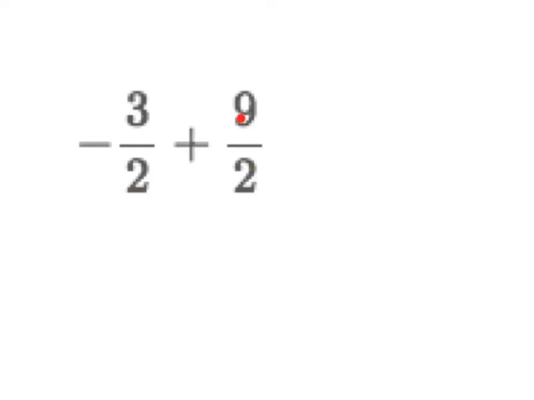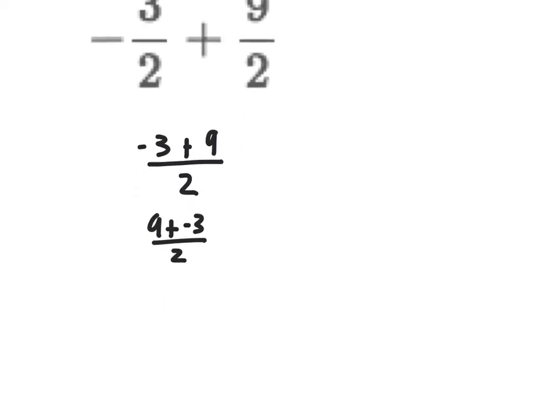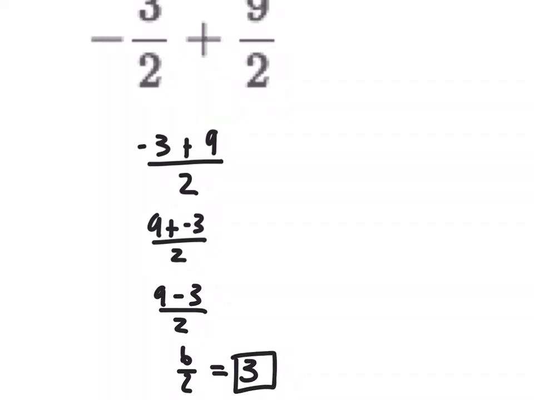We can just go ahead and add our numerators. So I want to write this as negative 3 plus 9, all divided by 2. Negative 3 plus 9 is the same thing as 9 plus negative 3 over 2, which is the same thing as 9 minus 3 all over 2. Now 9 minus 3 is just going to give us 6 over 2. And 6 divided by 2, because a fraction is just a division problem, is just going to give us 3. And that's our answer.